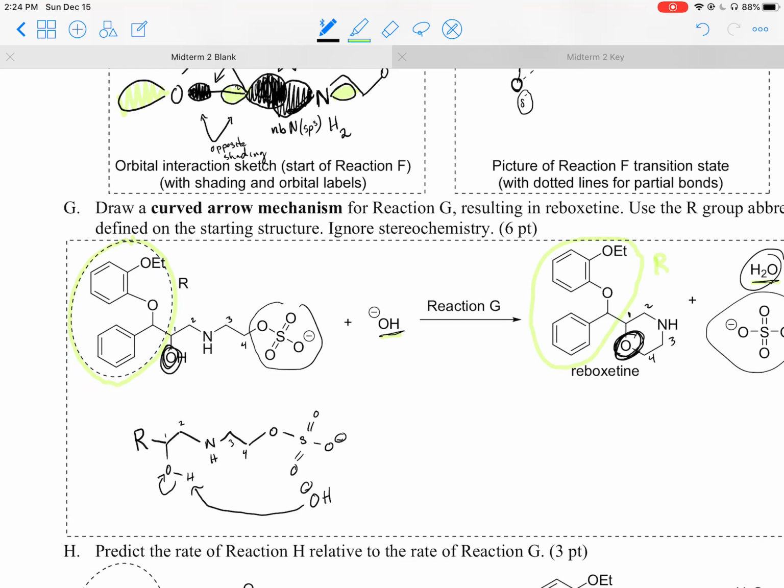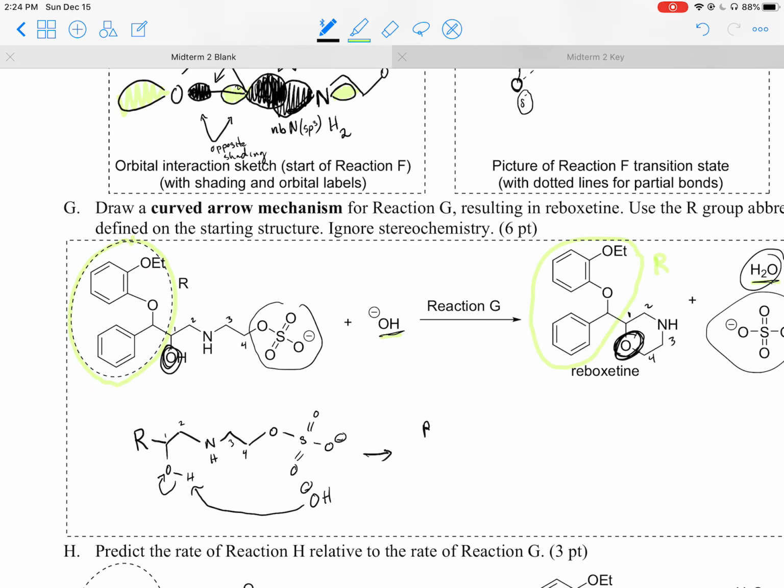And this isn't really a favorable or unfavorable step because we're going from an alcohol to water, and so this can happen pretty easily. It's not unfavorable. Either way, it's ROH. They have the same pKa approximately. So, yeah, let's just do that.